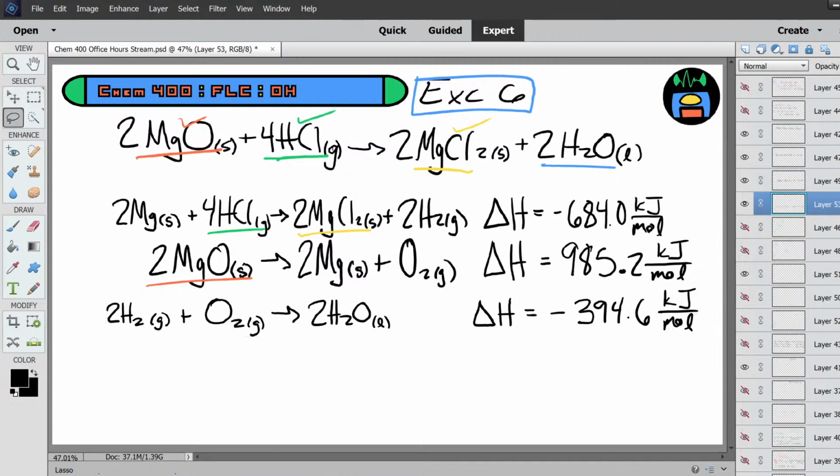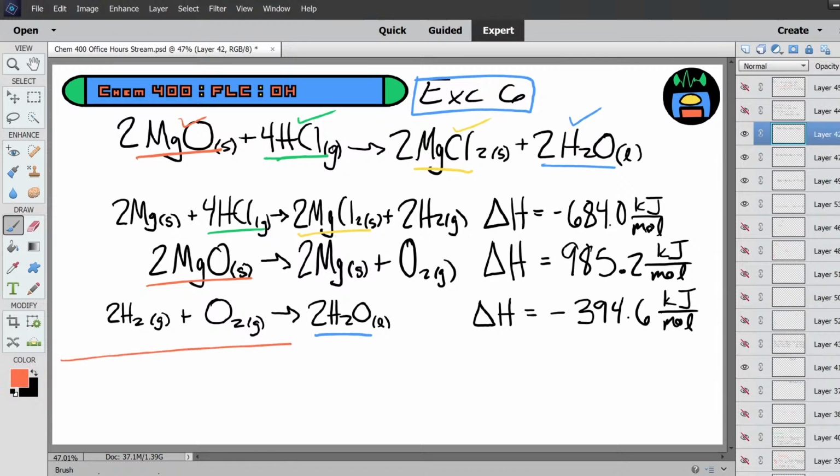You'll notice that we have, oops, 2 moles of water on the product side of the reaction. So all that works out.